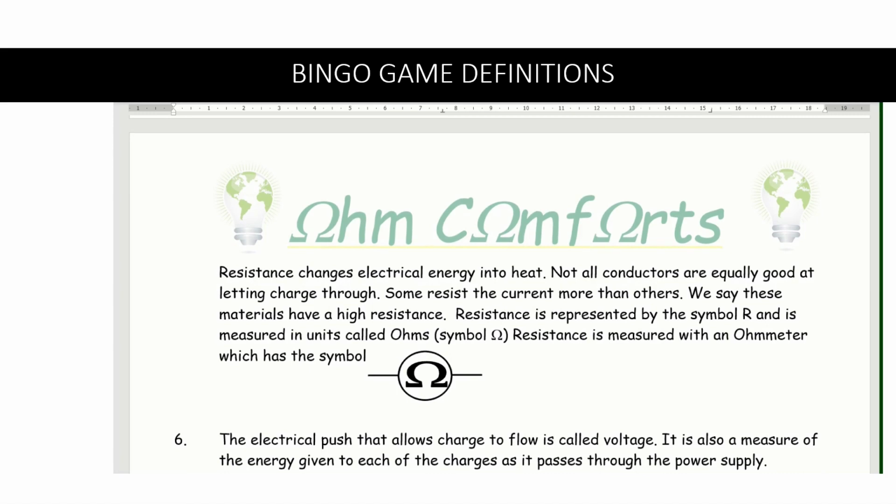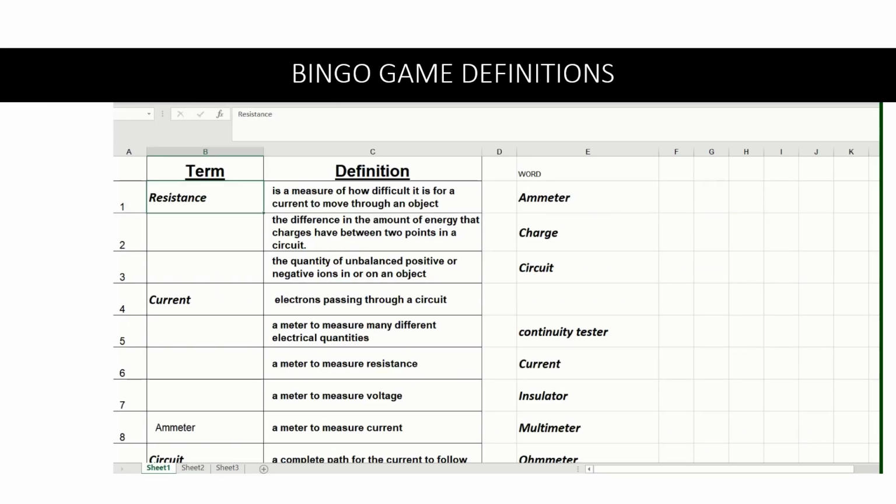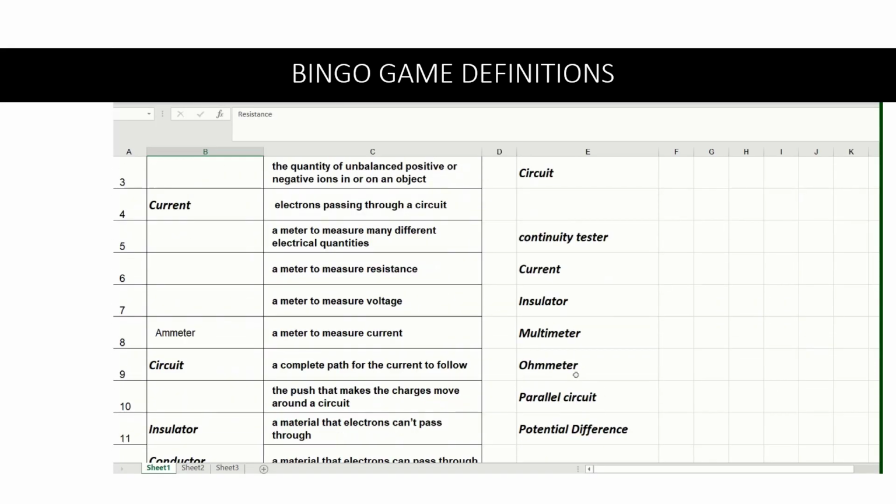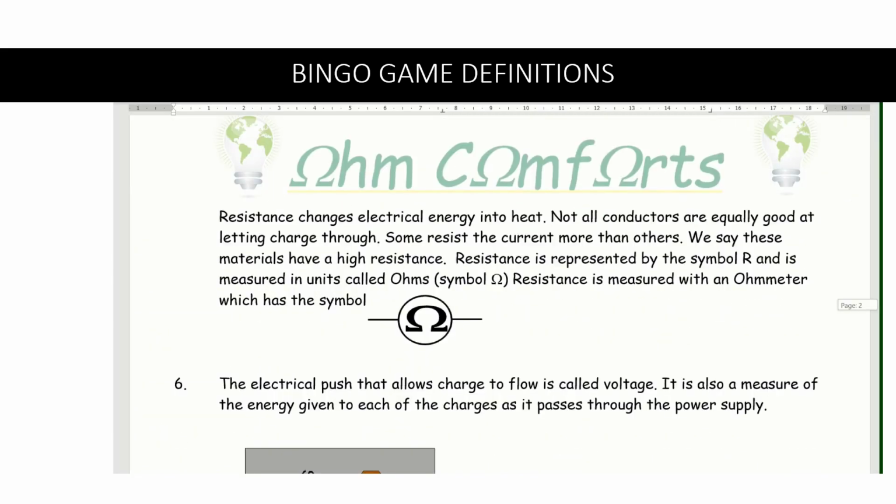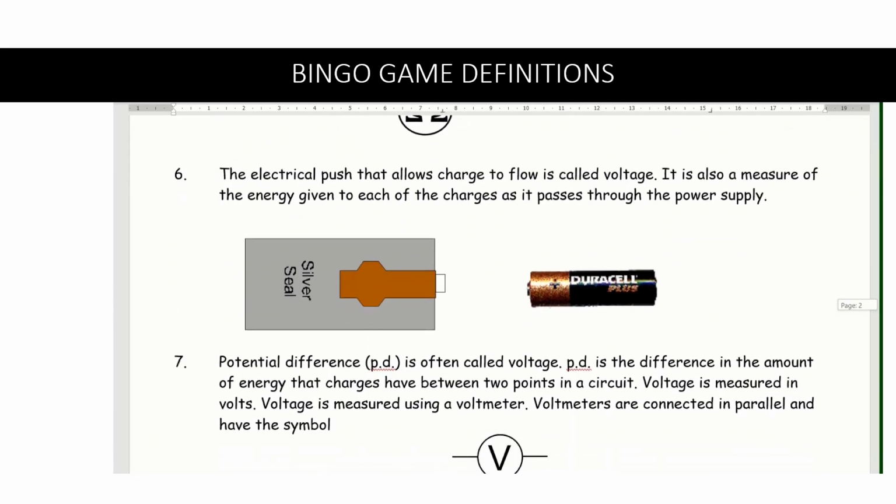Did you get the bingo? Bingo. An ohm meter measures resistance. So if I look for my ohm meter here, my ohm meter is a meter to measure resistance. And you should have noticed that that's why we've called our block ohm comforts. Get it? Ohm comfort. Now on to paragraph 6.